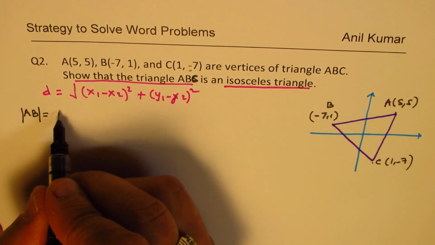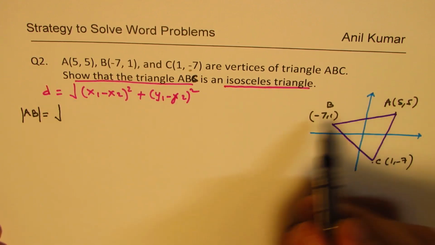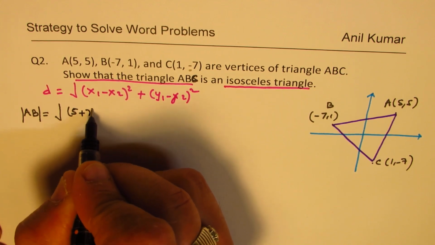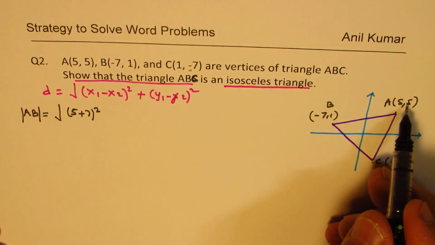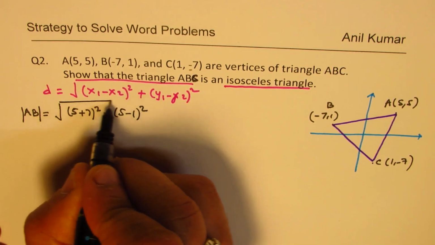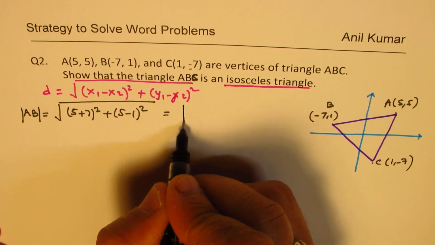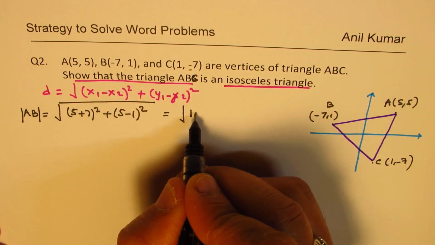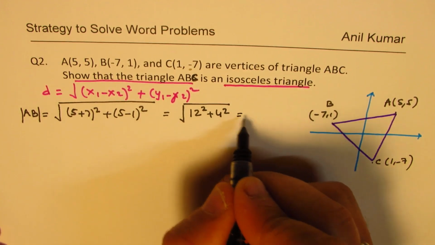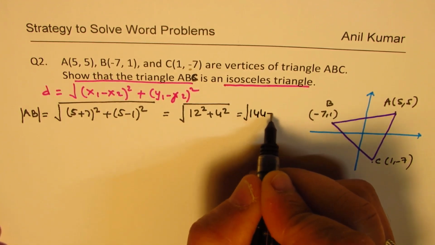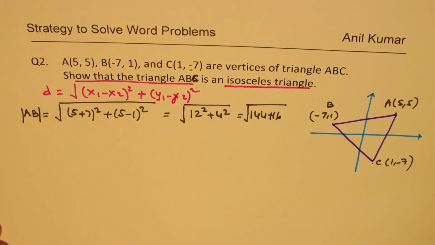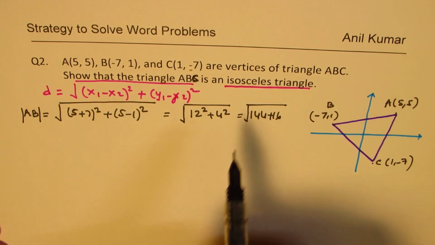A to B will be square root of 7 minus 12. We can do 5 minus 7, which becomes plus 7, which is 12. And then we'll do 5 minus 1 whole square. Good. So that gives you 12 square plus 4 square, which is square root of 144 plus 16. Okay, let me just keep it here. We don't really have to find the distance, right?